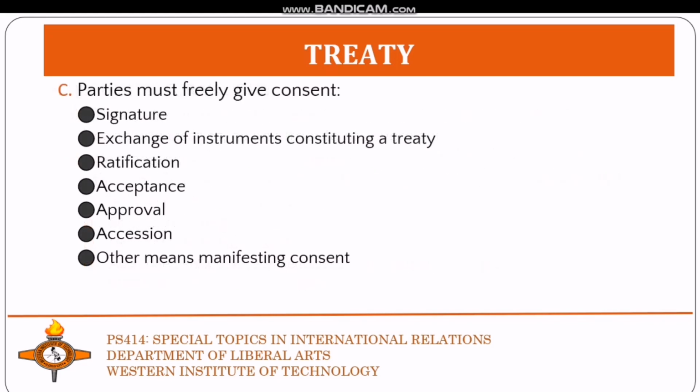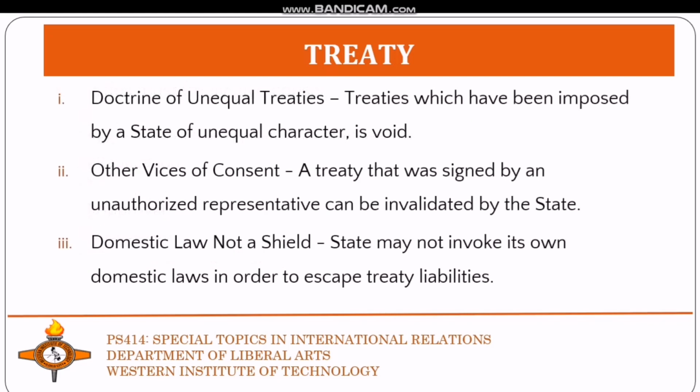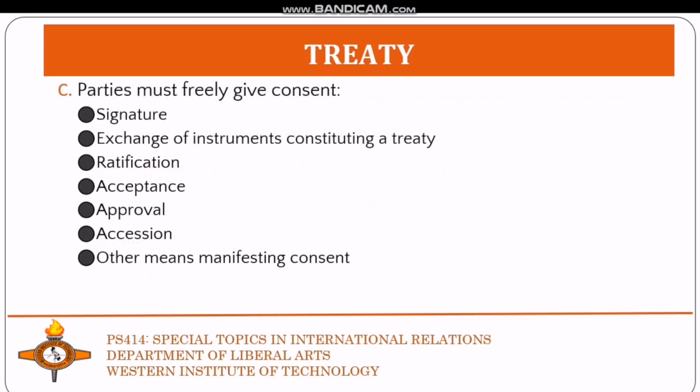So first we have the following forms of the consent given. First we have the signature, then the exchange of instruments constituting a treaty, ratification, acceptance, approval, accession, and other means manifesting consent. Where the consent of a party has been given in error or induced through fraud on the part of the other, the treaty is voidable.